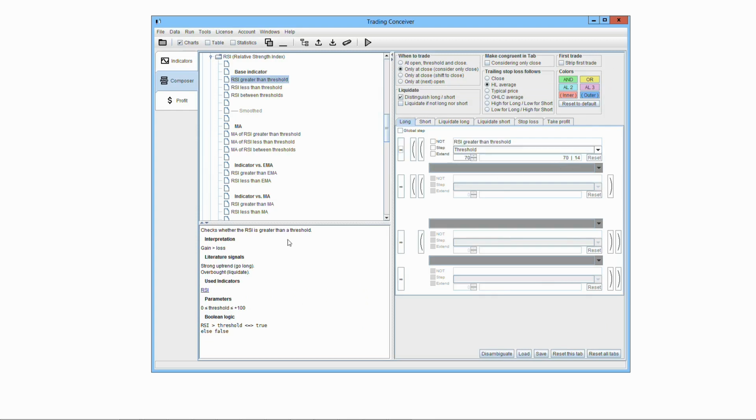As you can see, a lot of information is reported in the description pane. The literature signals assume you're checking for a high threshold, not a low one. This is exactly what we're doing here, but you can input any threshold, just ponder carefully its meaning in terms of signals. The parameters section reminds you the range of the threshold, which corresponds to the range of the RSI.